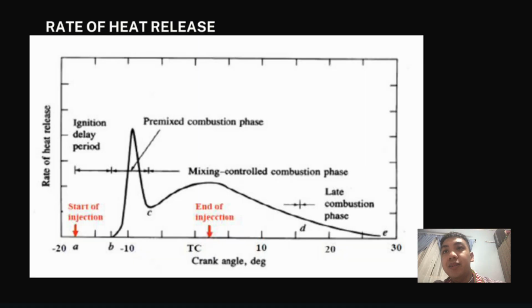So this is the rate of heat release graph: rate of heat release versus crank angle degree for a typical diesel engine. We can see here in the initial phase, the start of ignition starts from low, then the ignition delay period, the premixed combustion phase, then it goes up and comes back down, and the start of the main injection, the mixing controlled combustion phase, and then the end of the combustion decreases until zero in the late combustion phase.